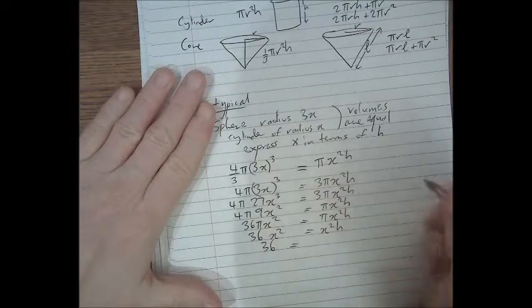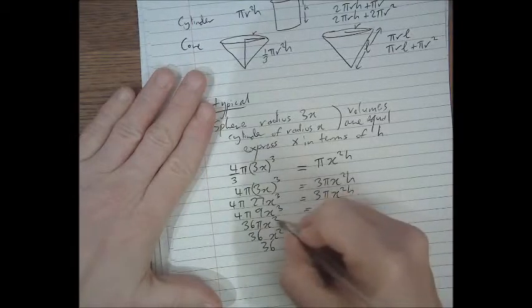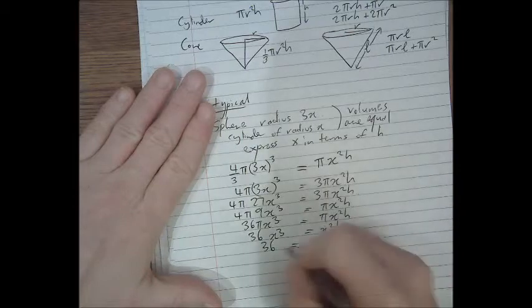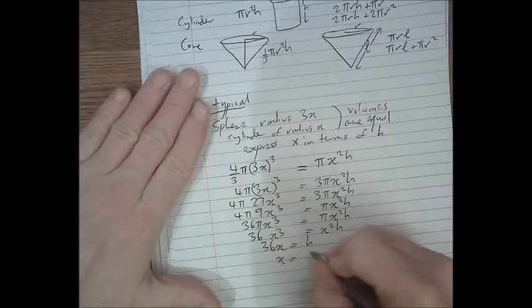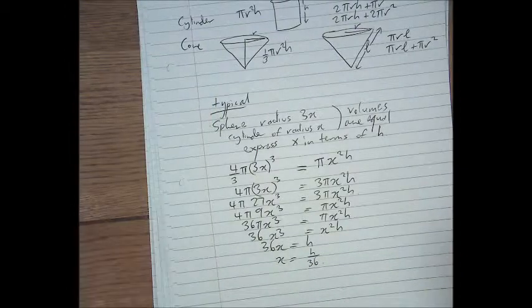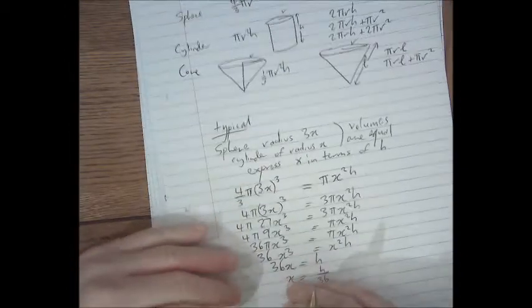Oh, something's gone wrong there. There was a miscopy. Divide both sides by x squared, that now becomes an h. And so x in terms of h is that. And that's done. Now I'll give you a harder one.